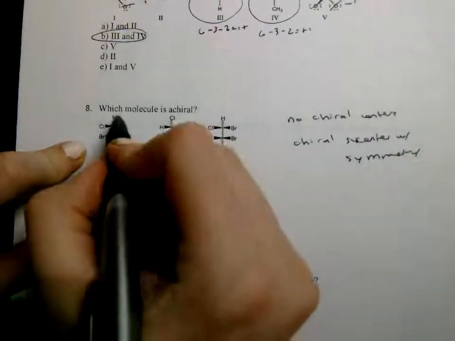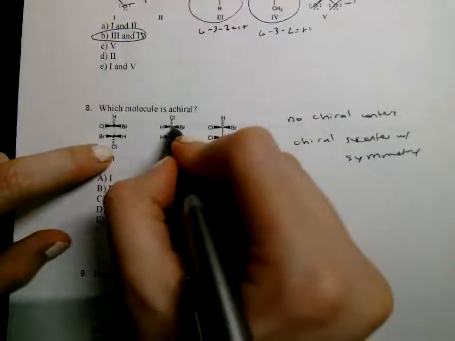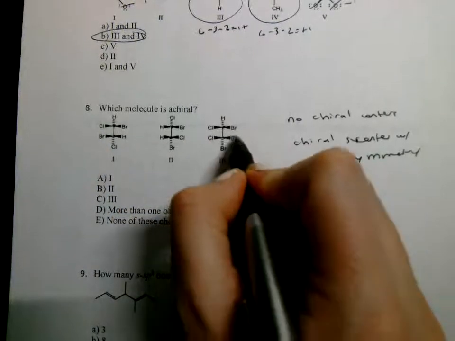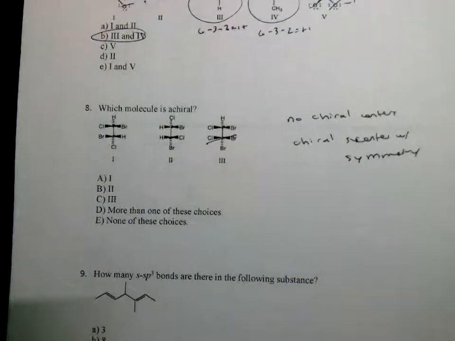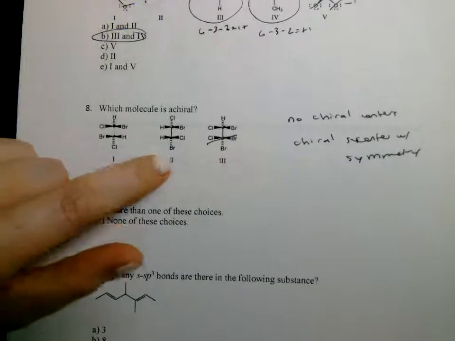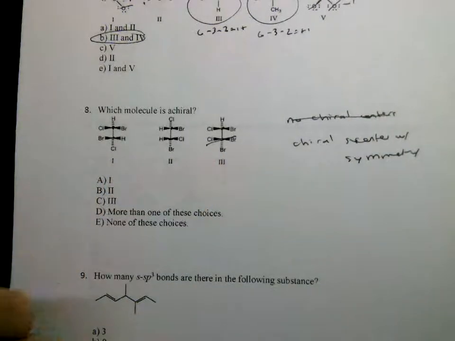These seem to have a chiral center. Both of these have 4 different things attached, which is what I look for in a chiral center. 4 different things attached here and here. Here, this one's not. This doesn't have 4 different things attached. So all of these seem to have chiral centers except for this one. So it's not going to be the no chiral center case, so we have to look for meso.